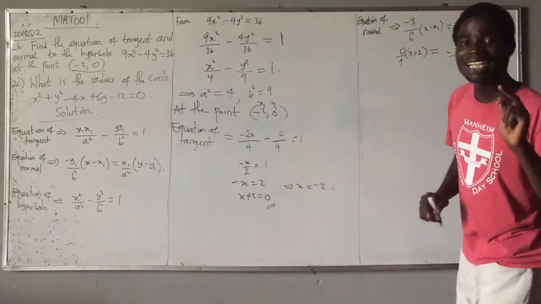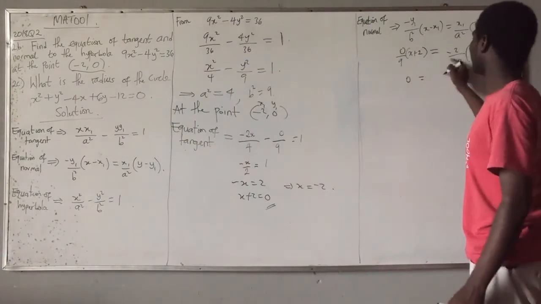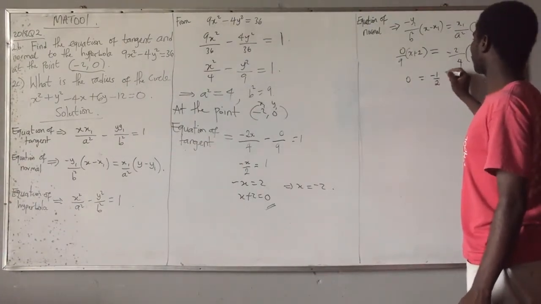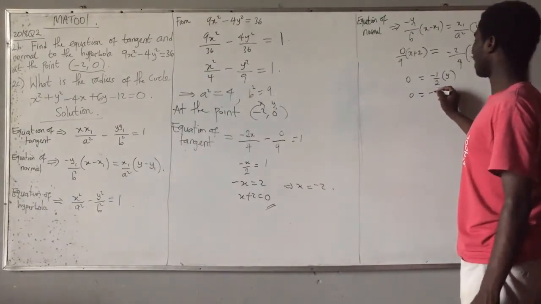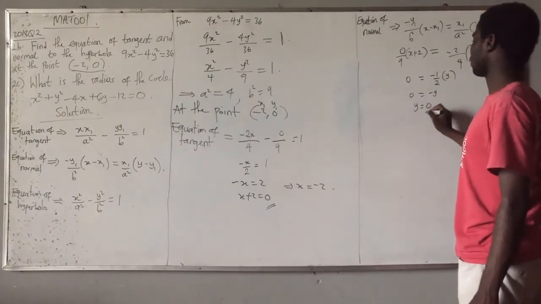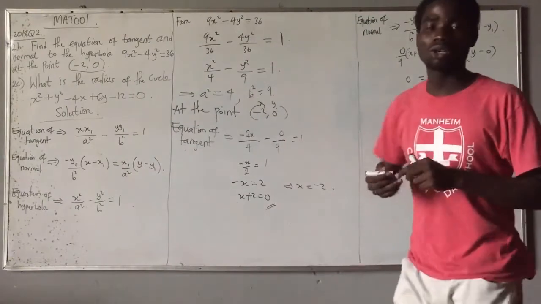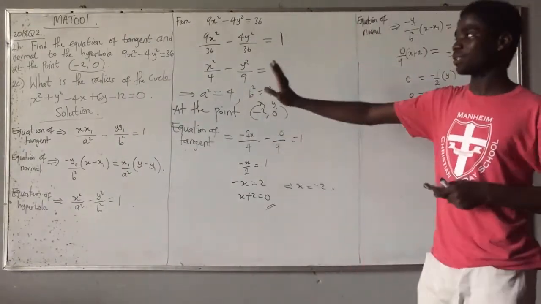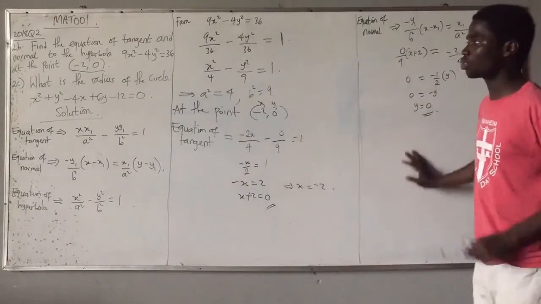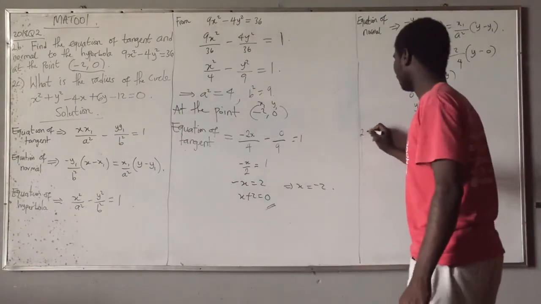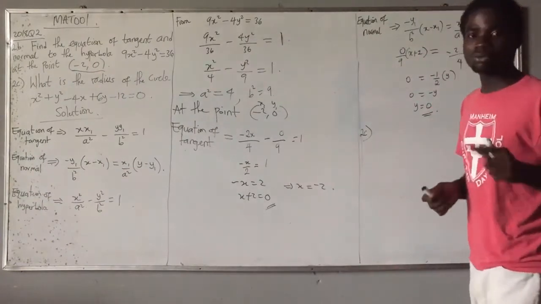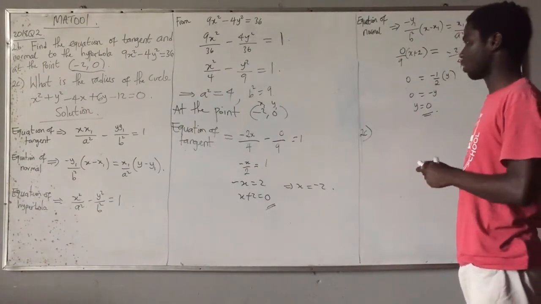So what do I have at the end of the day? 0 multiplied by anything is 0. So I have 0 equal minus 1 over 2, y minus 0 is y. So cross multiply, this is 0 equal minus y, or you say y equals 0. Whichever one. This is the equation of the normal as given by the question. So this is the equation of the normal to the hyperbola. Do you understand?